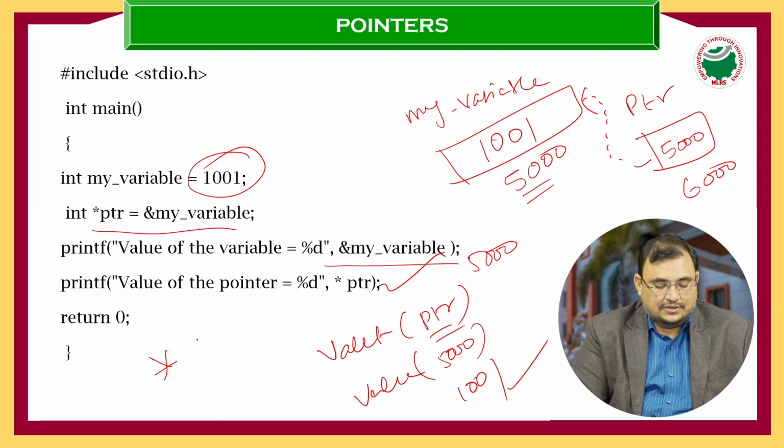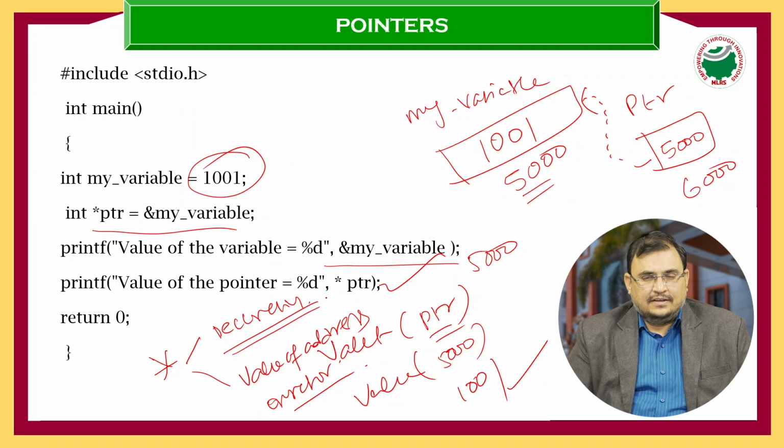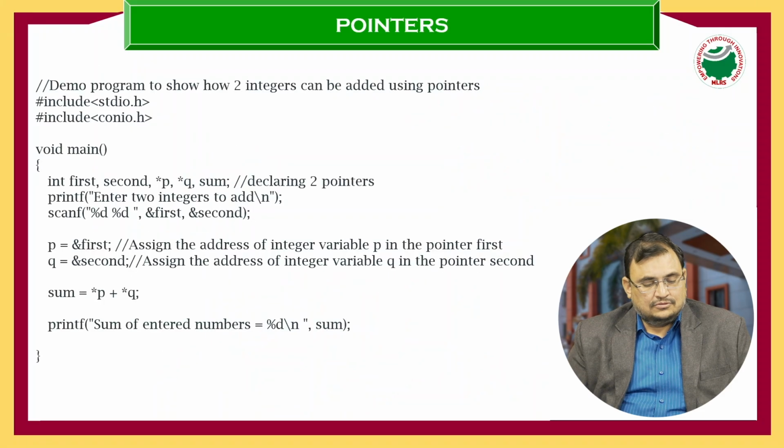So you can use the asterisk in two ways. One is for declaration of a pointer, and the other is as the value at address operator. When you use the asterisk with a data type, that is called pointer declaration. When you use the same asterisk with a variable, it is nothing but the value at address operator. Hope you understand.